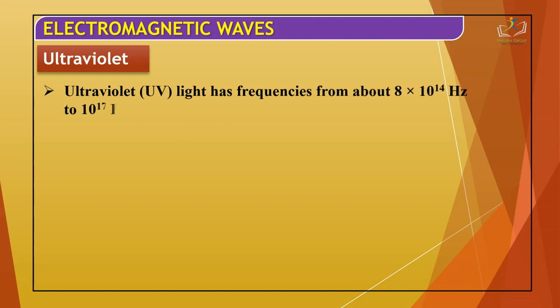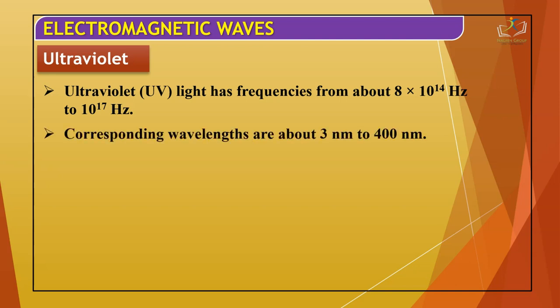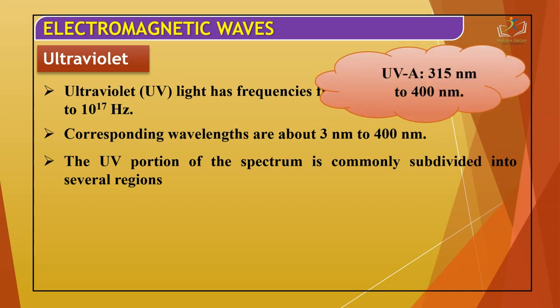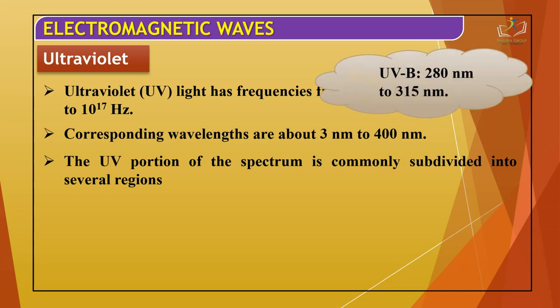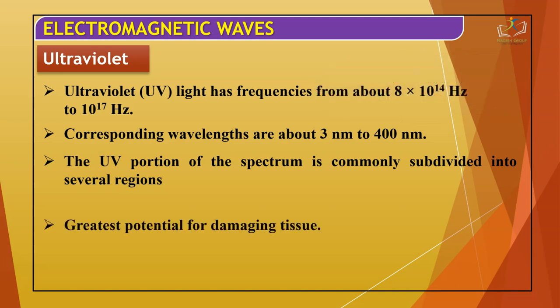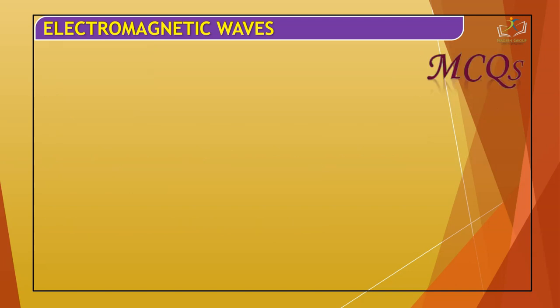Ultraviolet light has a frequency of about 8×10^14 Hz to 8×10^17 Hz also. Corresponding wavelengths are about 3 nanometer to 400 nanometer. The UV portion of the spectrum is commonly subdivided into several regions. UVA 350 nanometer to 400 nanometer, UVB 280 nanometer to 315 nanometer, UVC 200 nanometer to 280 nanometer. Greatest potential for damaging tissues.